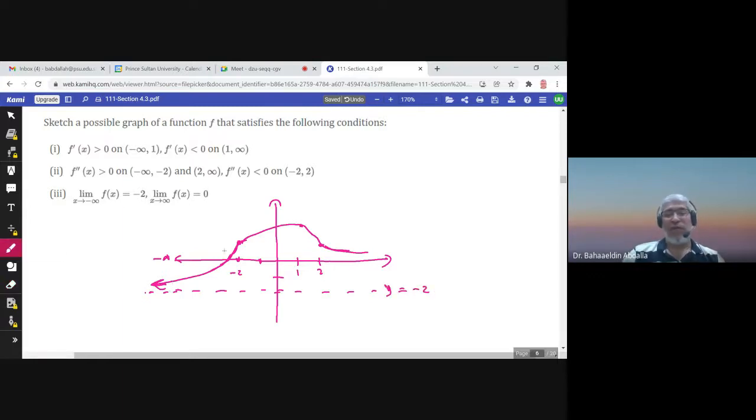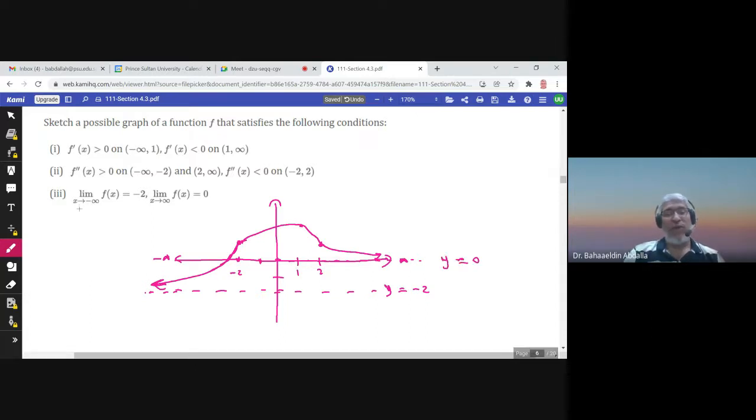So the graph would be like this. And when x approaches infinity, x goes to this side, f of x approaches 0. Okay, so the line y equals 0 is also a horizontal asymptote. So the graph is like this. Here y equals 0 is a horizontal asymptote.